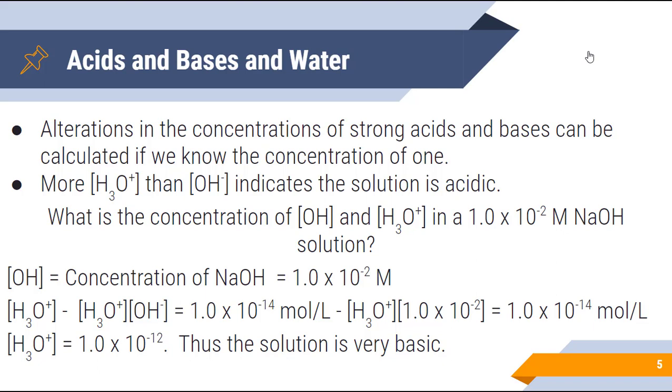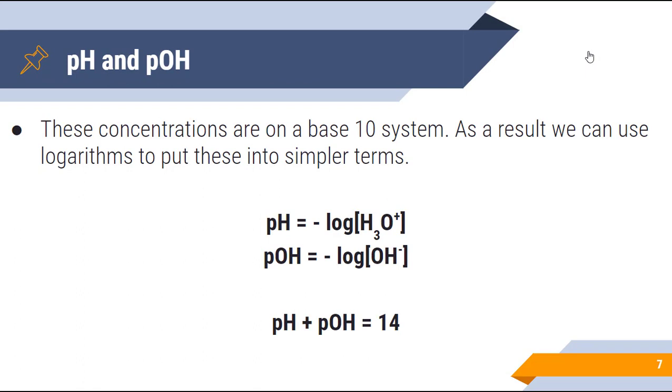But again, those are really hard numbers to be able to comprehend. So what we do is we put them into a base 10 system. And as a result, we can use these logarithms to put things in simpler terms. So in order to calculate the pH of a substance, we take the negative log of H3O+. To take the pOH, we take the negative log of the OH concentration. So pH plus pOH is going to equal 14. When we take the log of something, essentially it kind of takes that exponent and moves it to the front. So our pH scale is based on 0 to 14.